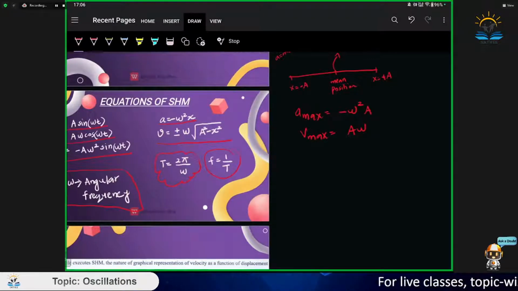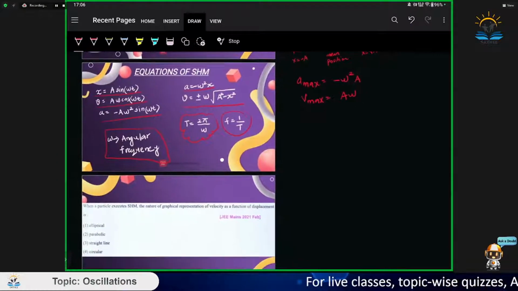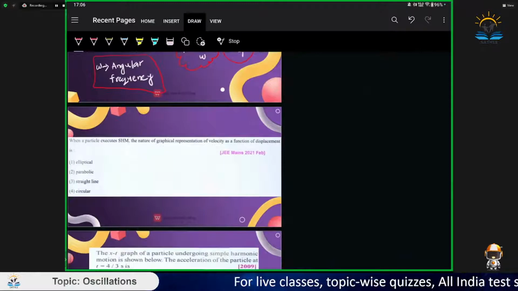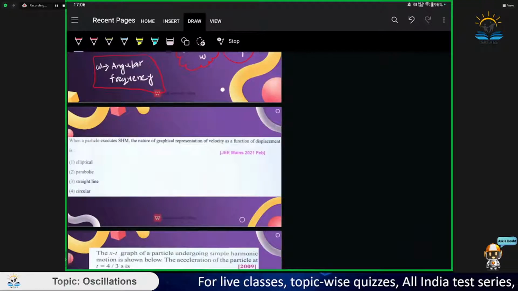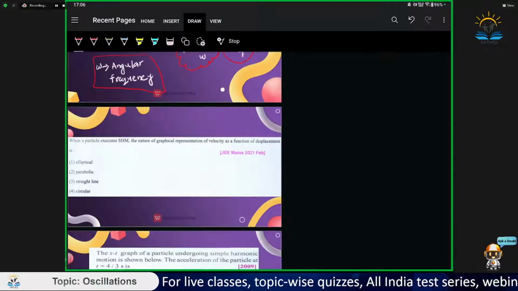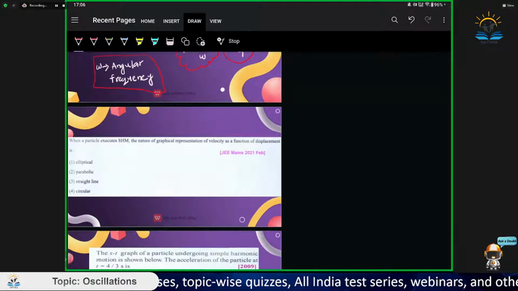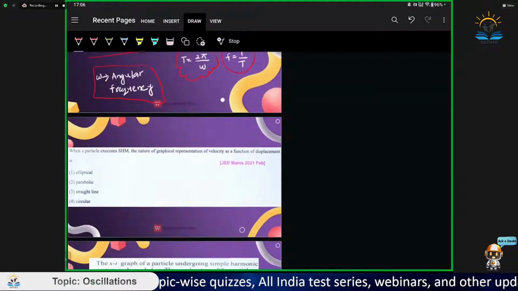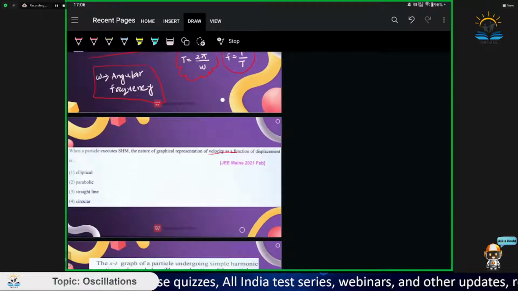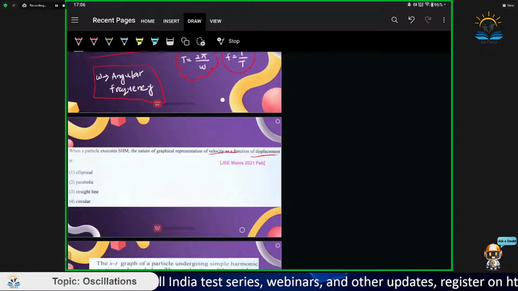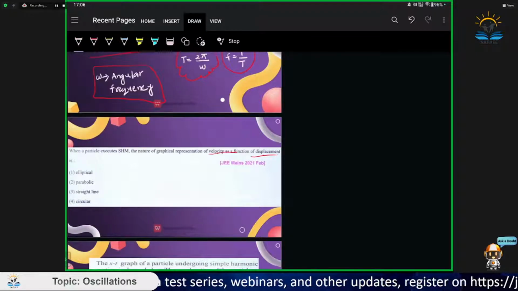So let's see the first question. When a particle executes simple harmonic motion, what is the nature of the graphical representation of velocity as a function of displacement? Simple, we know the equation. We have to graphically represent velocity as a function of displacement. So what is the equation relating velocity and displacement?